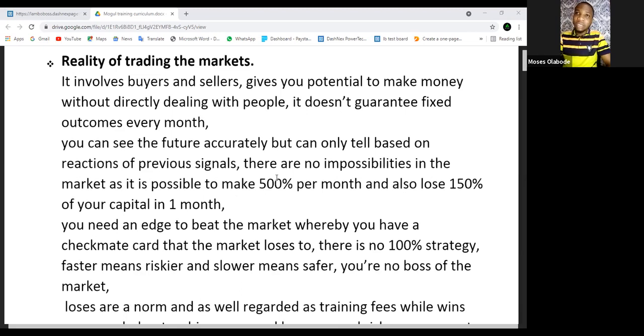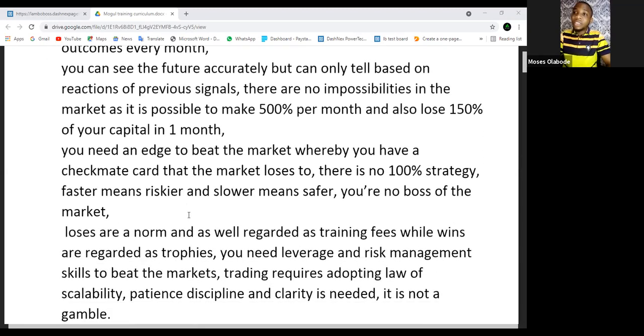It is not about you knowing how to trade. It's about being able to remain in the game of trading profitably, okay? Being sustainable in the Forex market, right? So another great thing about the market is that you need an edge to beat the market, whereby you have a checkmate card that the market loses to, okay? You need an edge to beat the market. That means you need something more, something you give the market as a checkmate. I got you.